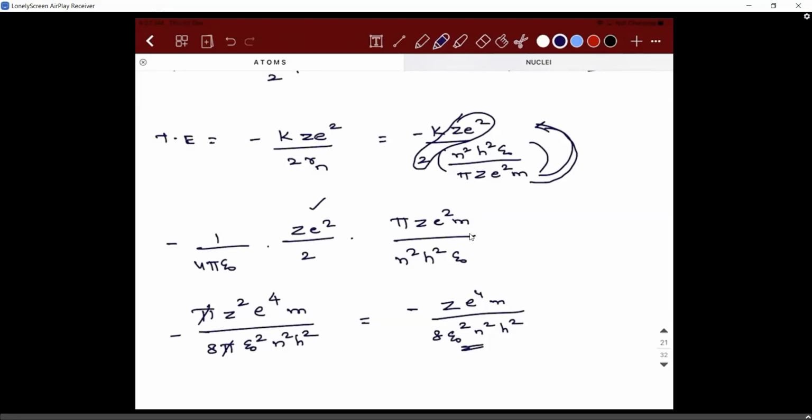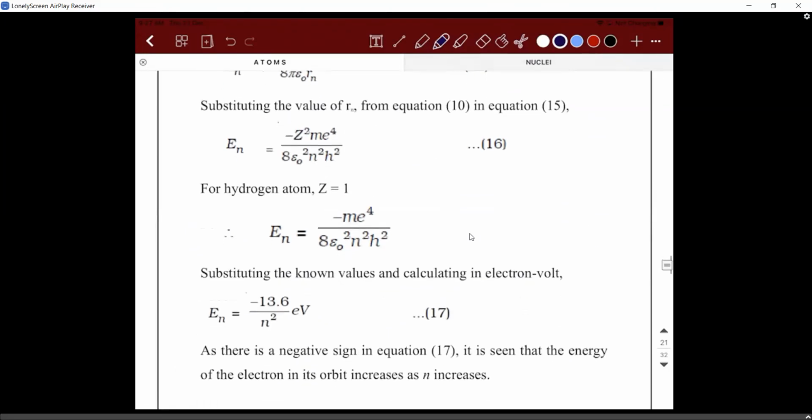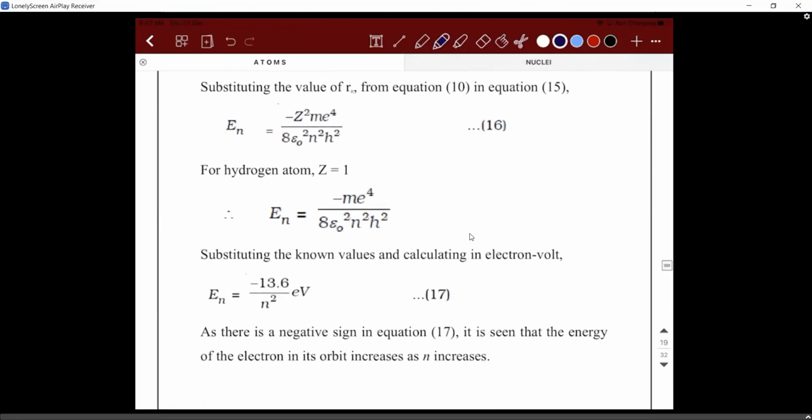Right. They have written it. So let me verify whether it is right. What is it? Minus, this is the expression that we got. Minus z square, check your notes and tell. Minus z square m e power 4 divided by 8 epsilon naught square n square h square. Right? Perfect.